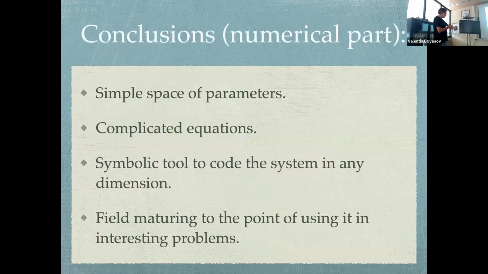So let me conclude. We have a technical part. We can explore the simple space of parameters. The equations are complicated, worse than we thought at the beginning. The symbolic tools were very important to make codes in any dimension and to check that there are many things, like propagation speeds, etc., that you need for the part of the code.